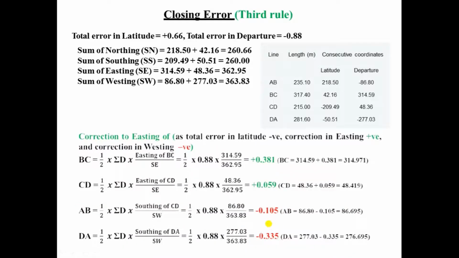Now, next, the correction for easting. For the error, the correction of easting is positive and the correction of westing is negative. We get a positive reading after the calculation and a negative reading after the calculation, because 0.88 has a negative sign. So we have to consider that sign for easting and westing also. That is the easting and that is the southing. Sorry, there was a mistake; there is easting data, right?